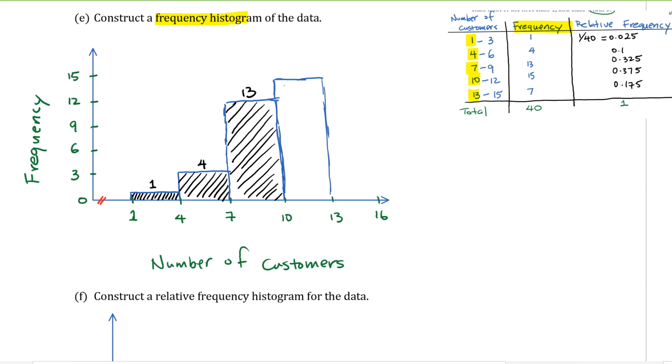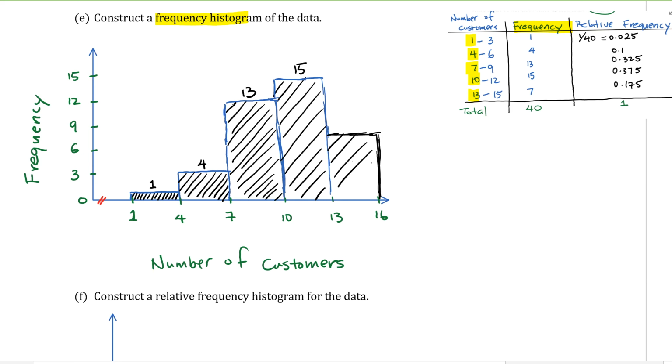Okay, and then I'm going to fill it in with a frequency of 15. And the next one is 7. And 7 is a little bit over 6. I would say 7, okay, over here, 6, a 7. Frequency of 7. Okay. And that will be 7 right here. And that completes my histogram.